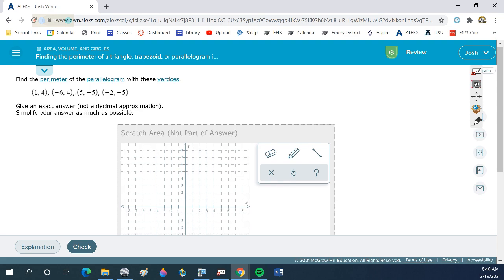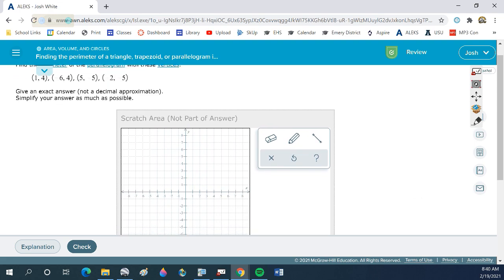So for this one, we have a parallelogram with those vertices. So I'm going to graph it: (1, 4), (-6, 4), (5, -5), and (-2, -5).